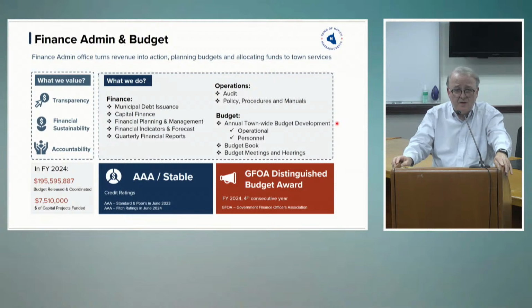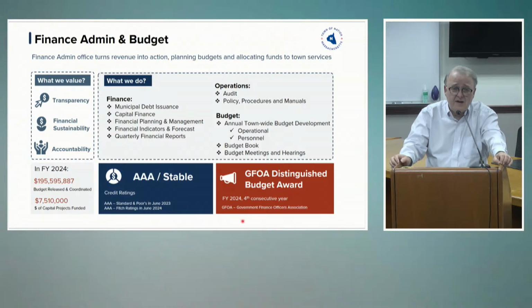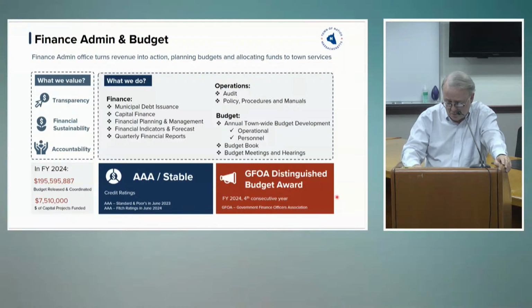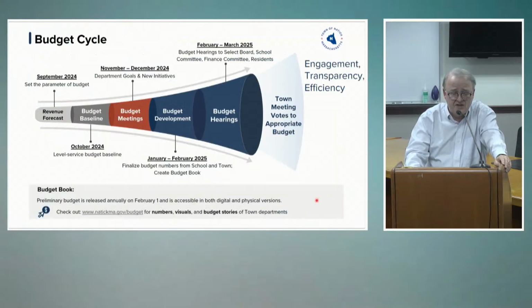Just a couple of notes here with regards to our credit rating. It is AAA stable, and was updated by Standard & Poor's in June of 2023 and Fitch in June of 2024. We have had 4 consecutive years of the GFOA, the Government Finance Officers Association, Distinguished Budget Award for Excellence in Budgeting. So let's go on to the budget.